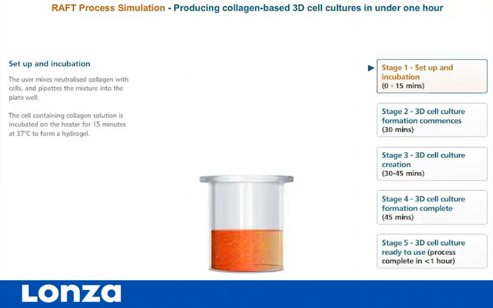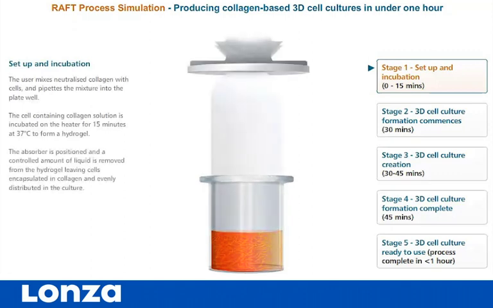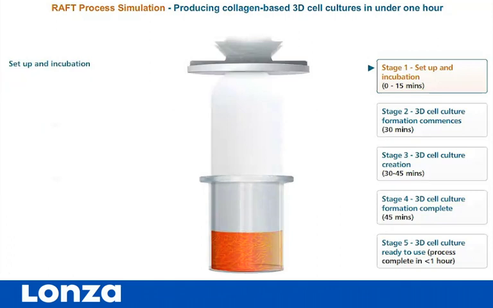The cell-containing collagen solution is incubated on the heater for 15 minutes at 37 degrees Celsius to form a hydrogel. The absorber is positioned and a controlled amount of liquid is removed from the hydrogel, leaving cells encapsulated in collagen and evenly distributed in the culture.